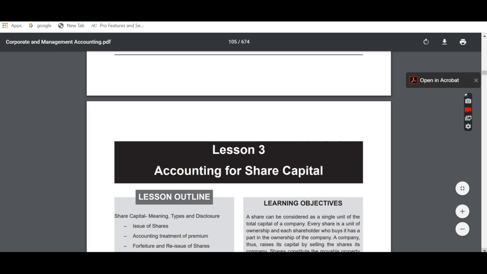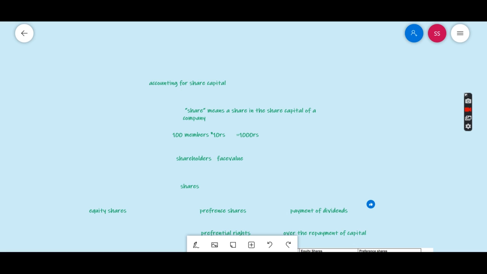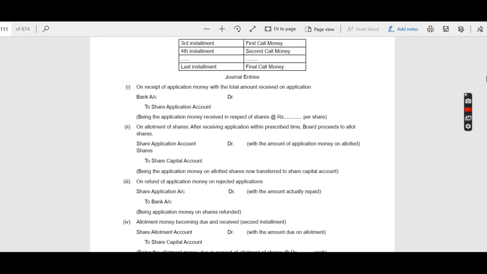Hi, today we'll start accounting for share capital. This is the third lesson in corporate accounts. Accounting for share capital.